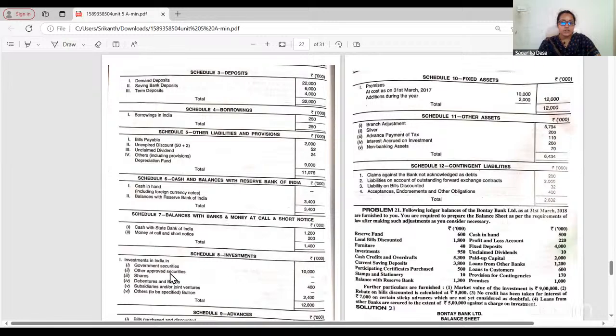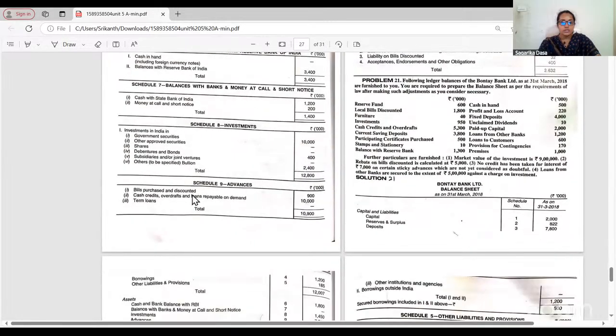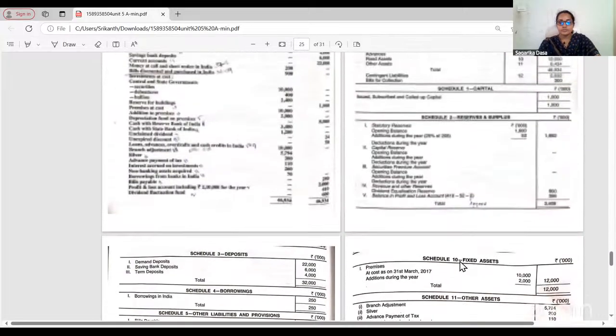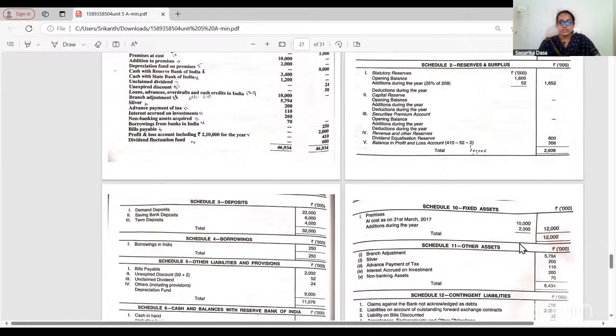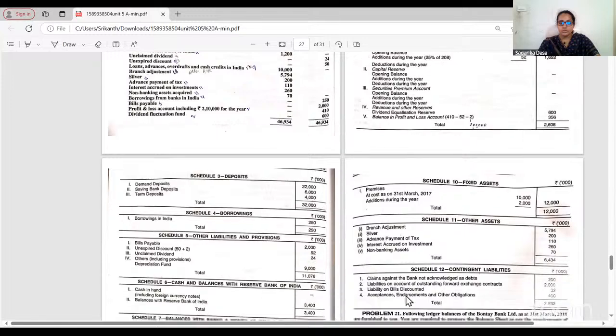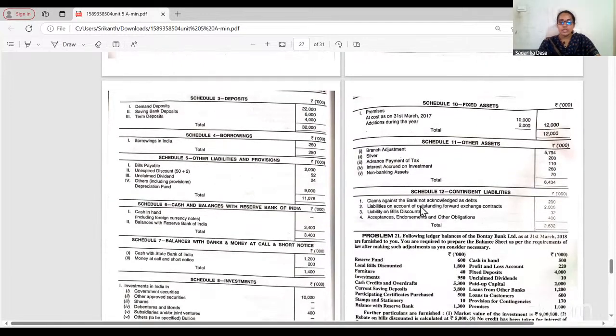Schedule 8 is investments. You have various types of investments given in the problem. That total comes to 12,800. Advances is your bills purchased, cash credits, overdrafts, loans, comes to 10,900. Then fixed assets, schedule 10, is your premises, additions to premises is 2,000, so 12,000. Other assets: branch adjustment, silver, advance payment of tax, interest accrued on investment, non-banking assets is 70. This comes to 6,343, 434. And the last one is your contingent liability: claims, liabilities on account of outstanding, liabilities on bills discounted, acceptances, endorsements and obligations. Comes to 2,000.